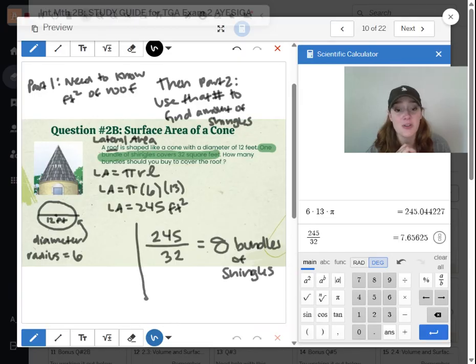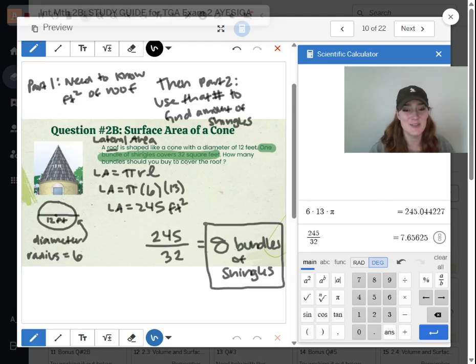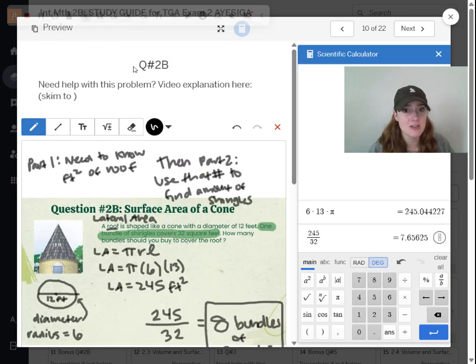That's all we know. We don't know the cost of the bundles. Who knows? But we will need 8 containers of shingles. Seems like that wasn't very much. I feel like it was going to be a lot more. But there we go. That's how we do it. 8 bundles of shingles. Question number 2.